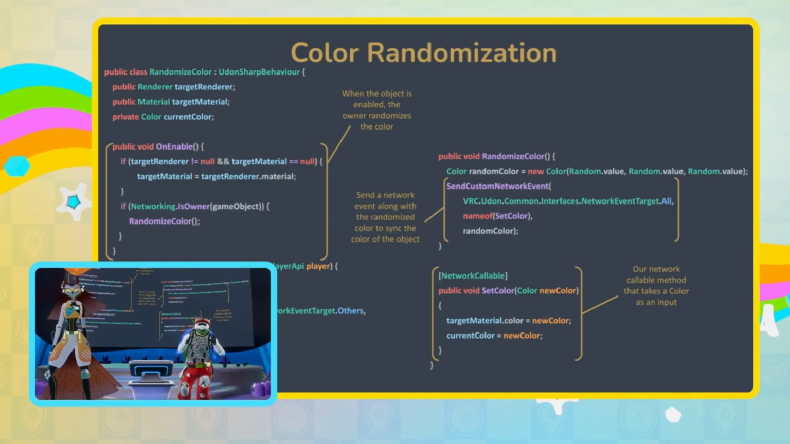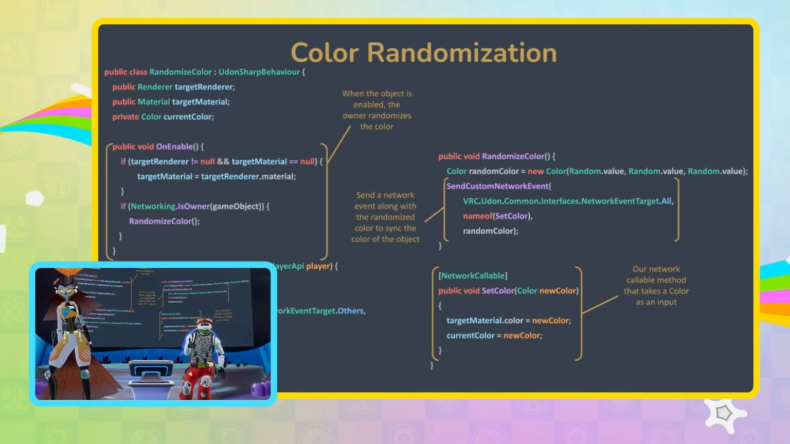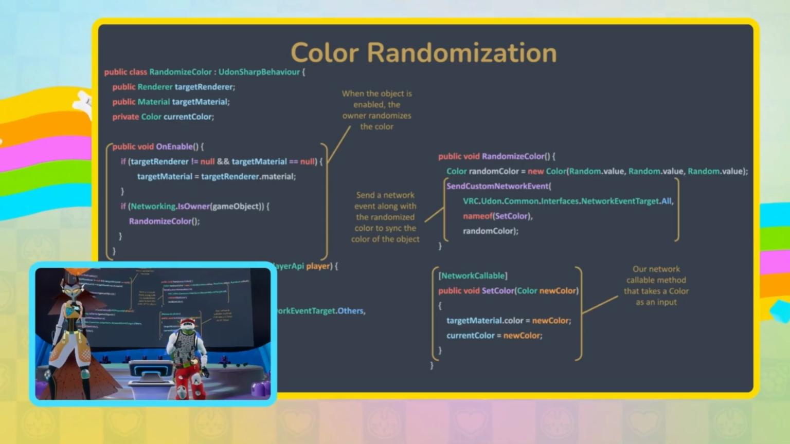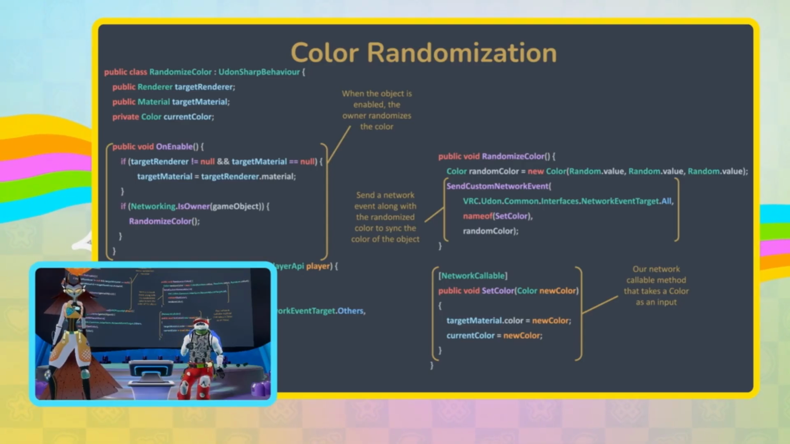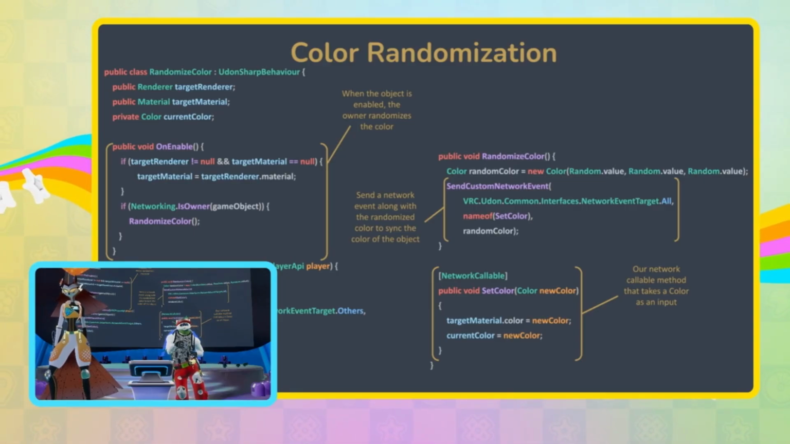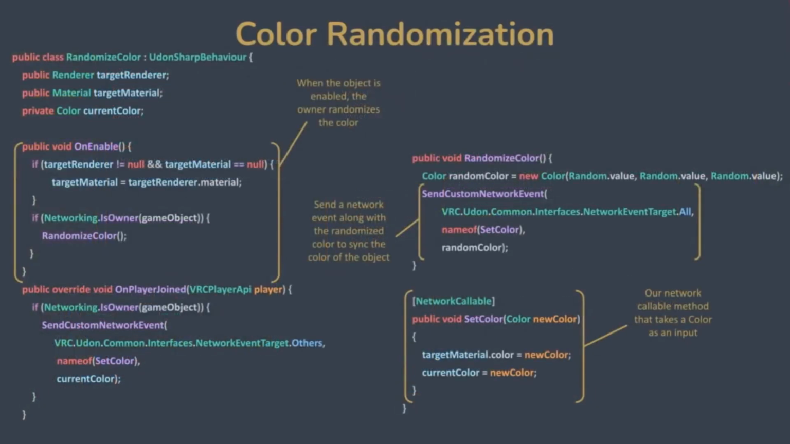So you're sending this data over the network and calling that function on other people's clients. Taking a look at the set color function, we have our set color, and it takes an input of type color called new color. You'll also always remember the network callable attribute for network events. In here, we set our material color to the new color, and then we save that color in our current color variable.